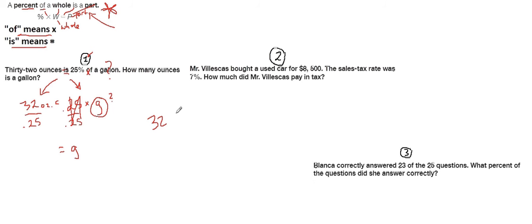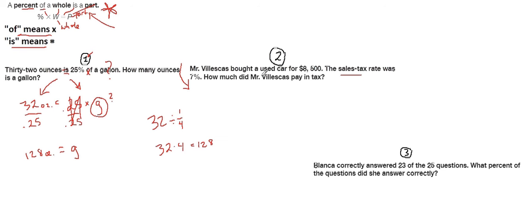32 divided by 0.25. To me, easier would be 32 times 4 is 128, I think. 128 ounces. Okay, so that's sort of a commonplace problem that maybe wouldn't have been easier to use this equation. But what if we use it on these dreaded sales tax questions?